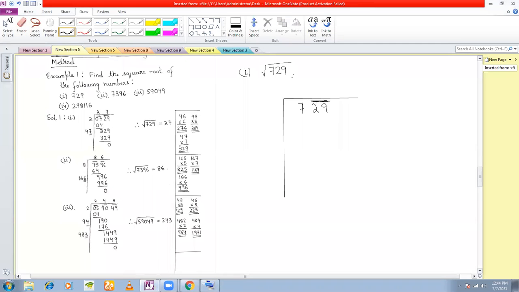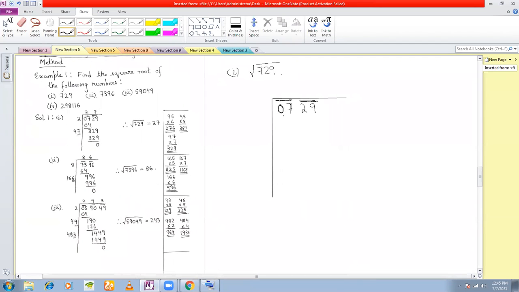So 2, 9 is one pair. For the other, you don't have a pair here, so what you'll do is insert a 0 and make it a pair. So you have two pairs here. Fine. Now, once we have paired the numbers, our first step is to look at the first pair.